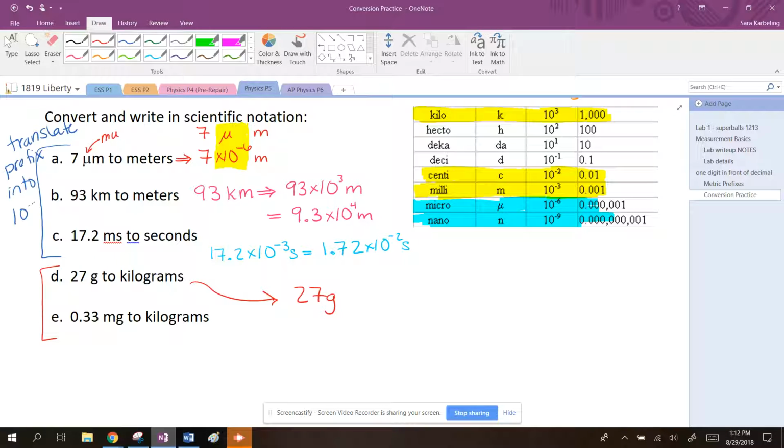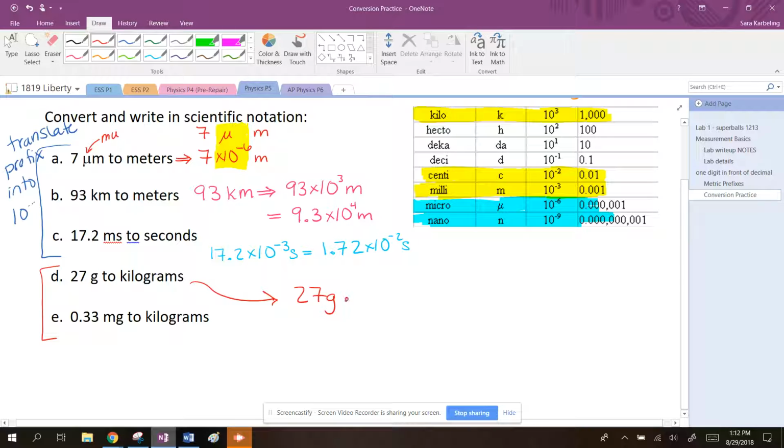Fewer? Yeah. This says 10 to the third. That would be big, right? I'm trying to make it fewer. So there are different ways to look at this. I'm going to do it this way.